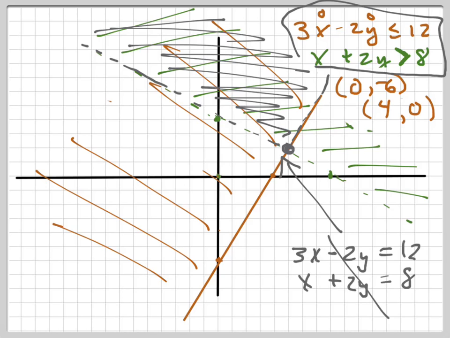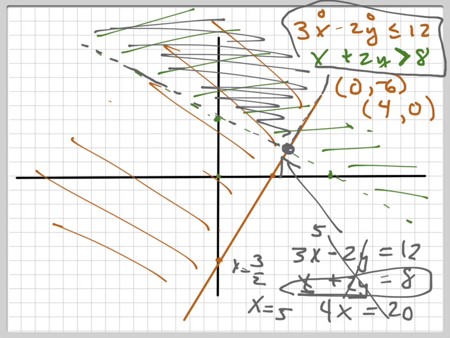If I add them straight down, I get 4x equals 20. So what does x equal? 5. But what does y equal? Probably not 2 exactly. It is 3/2. Yeah, y equals 3/2. And let's check that. I used this bottom equation to find that. Let's check it up here. 15 minus 3 is 12. So that works. So 5, comma 3/2 is the intersection point. And that's how you graph a system of inequalities.